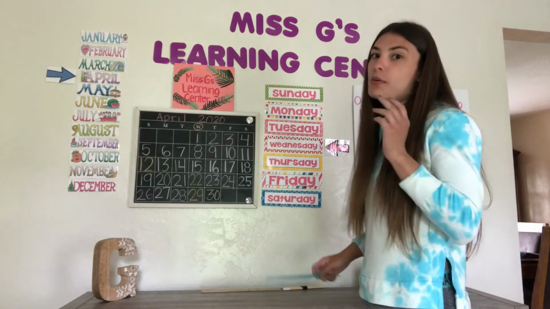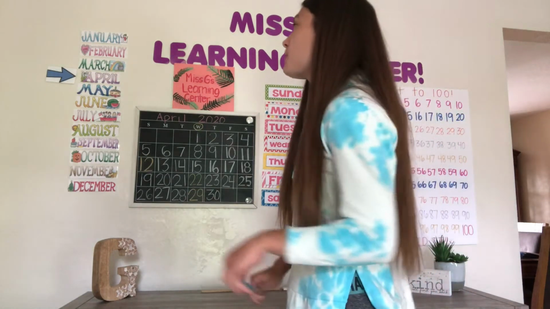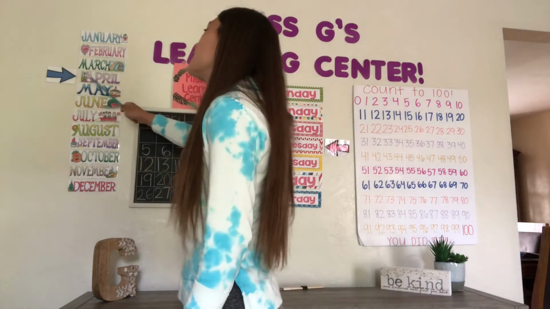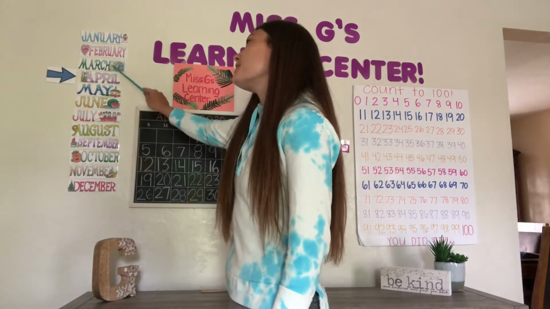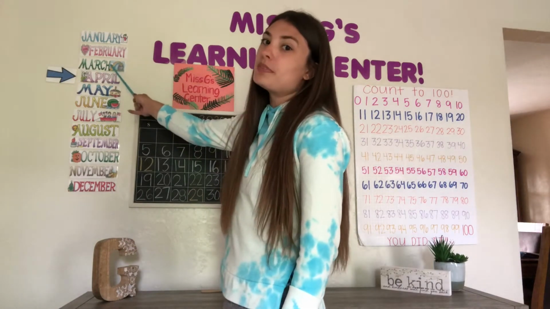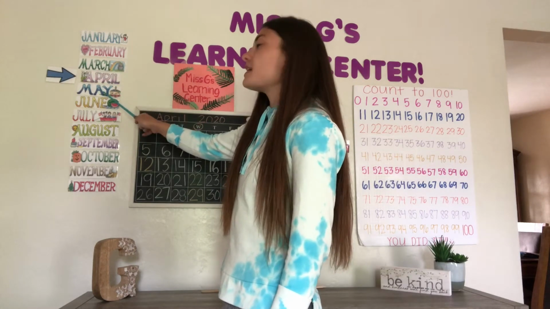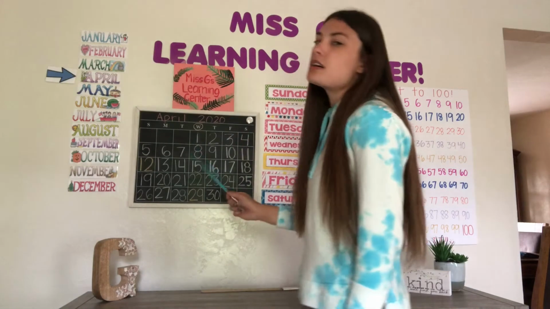You guys are getting to know our songs so well, and I'm very proud of you. Let's move on to our months of the year. Our arrow is pointing to April because we know this month is April. If we look right above April, we see that last month was what? Last month was March. This month is April. Next month is May.